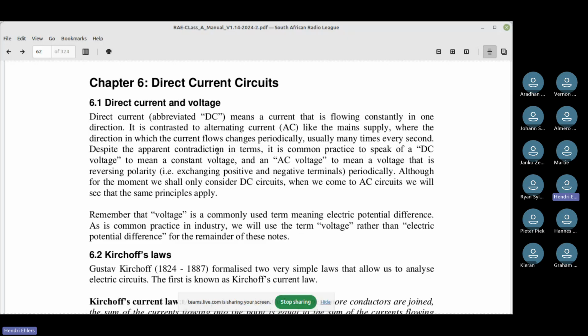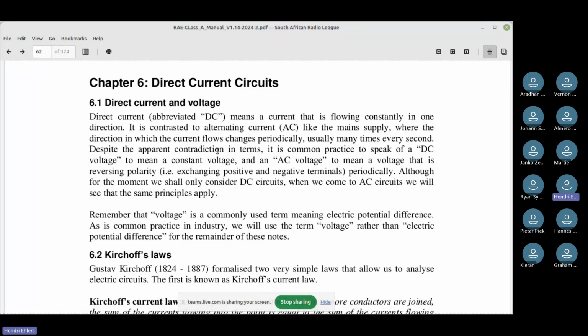Now, I'm not going to read exactly what's written in the book. You can go and read the actual wording there. I'm just explaining the concept to you. AC is alternating current. So, in the case of your mains in the wall, it switches 50 times a second between positive and negative, and that's why it's called alternating current.